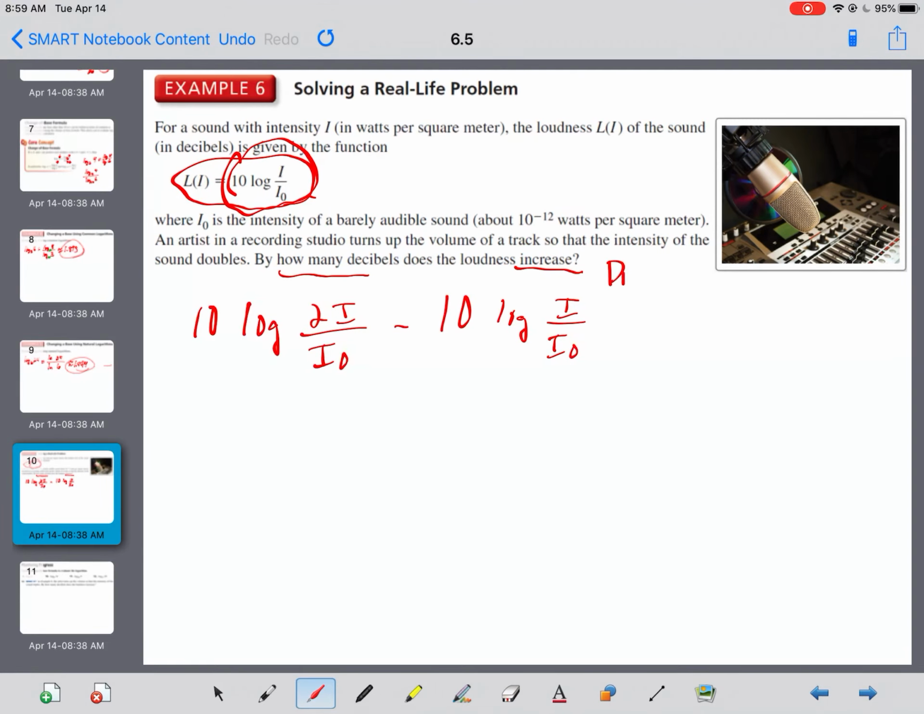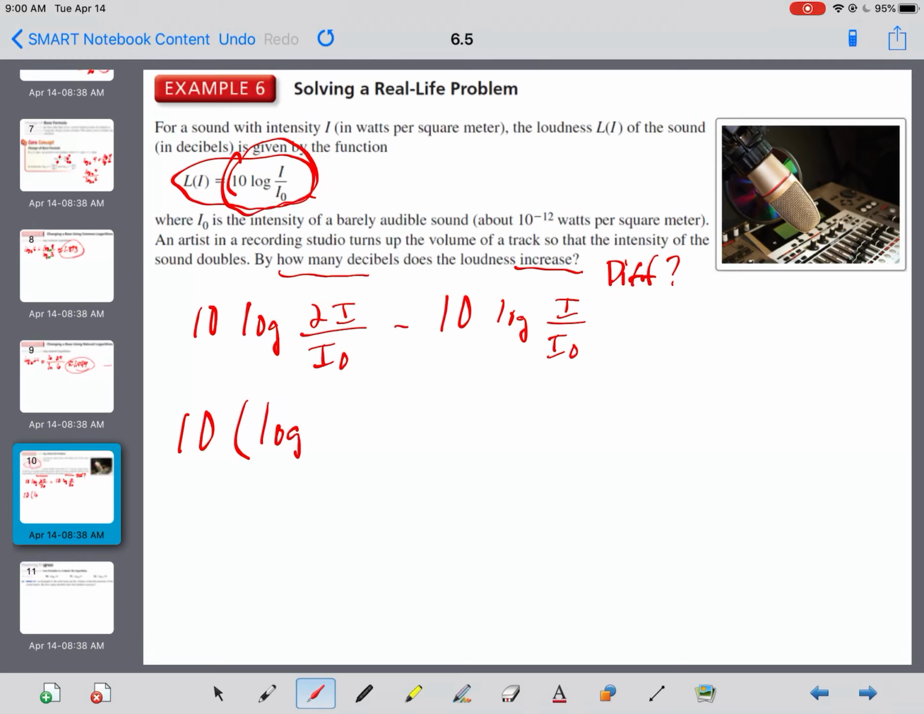We need to find the difference. By how much does it increase? So what's the difference in sound from regular to doubled? That's what we want to know. How much does it increase? What is the factor?